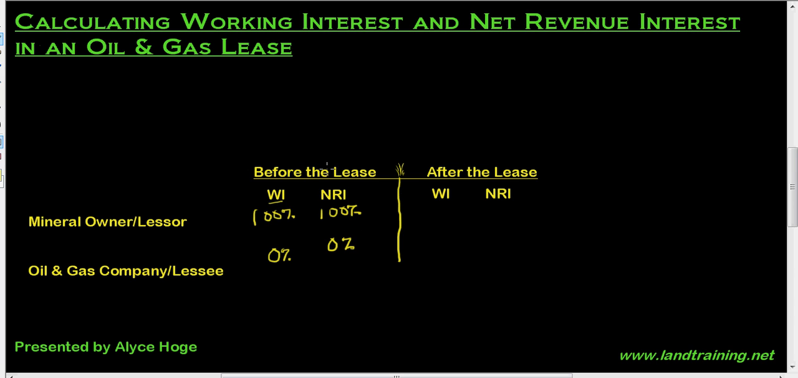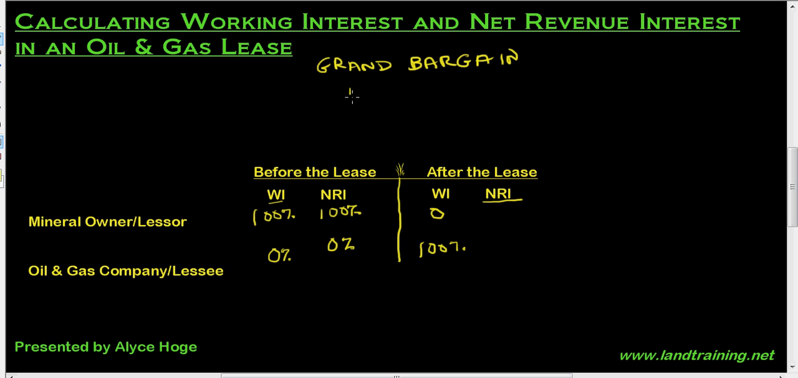Okay, so I want to go over something that we call in the law the grand bargain. Because what happens after there is an oil and gas lease? After there's an oil and gas lease, what changes is the lessor gives to the oil and gas company 100% of their working interest. So after the lease, the mineral owner or the lessor owns 0% of the working interest because they're giving 100% of it to the oil and gas company. And what are they getting in return? What they're getting in return is a royalty or a fraction of the production.